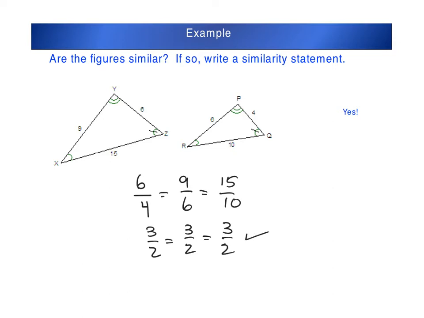The angles are congruent. I would write a similarity statement. Triangle XYZ is similar to triangle RPQ. Notice that the order matters. X is congruent to R, Y is congruent to P, Z is congruent to Q.